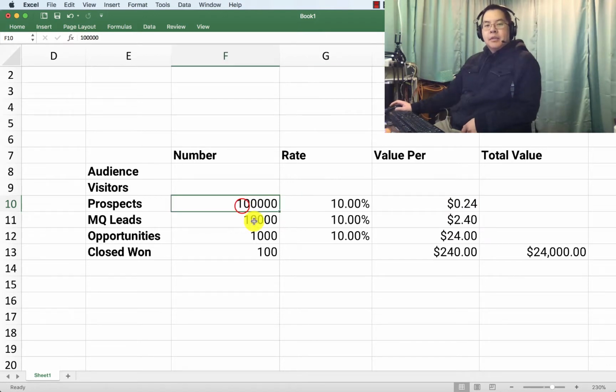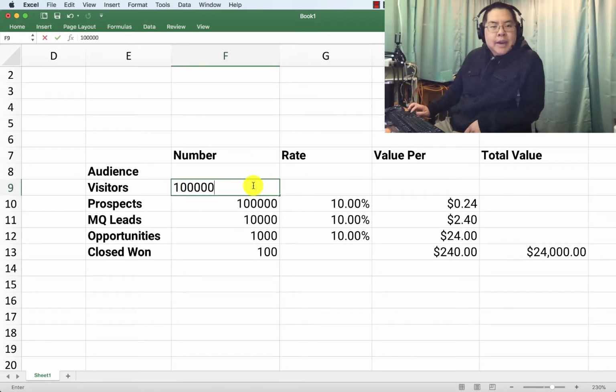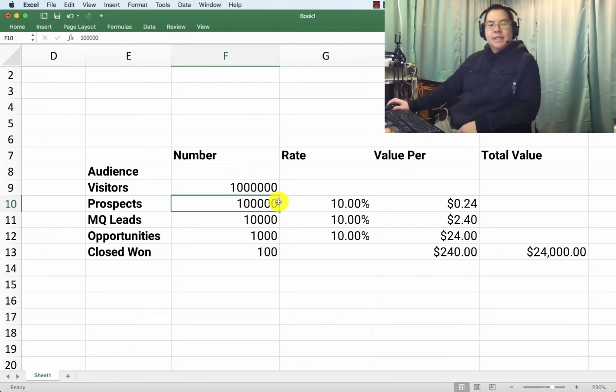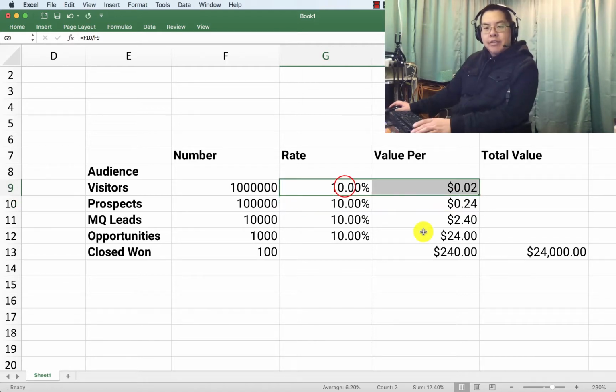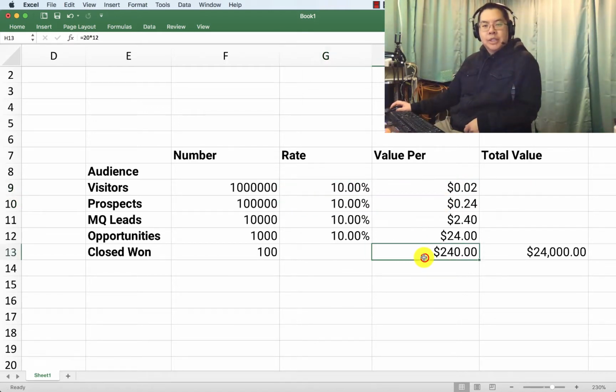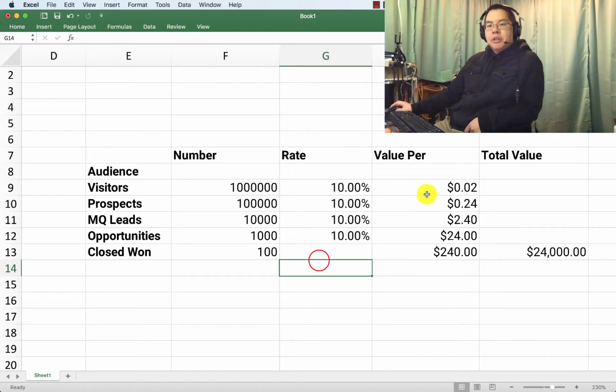Now, we can take this up another level. What if we said, okay, we now have that many website visitors, right? Again, copy and paste. So every website visitor is worth about 2 cents. Again, if we were to do the math and multiply across, we would still get that same $24,000 in value. We know that to be the case. But each stage gets progressively smaller and smaller in value.